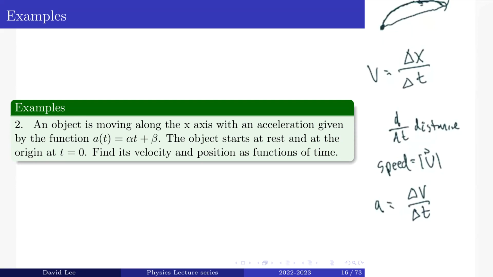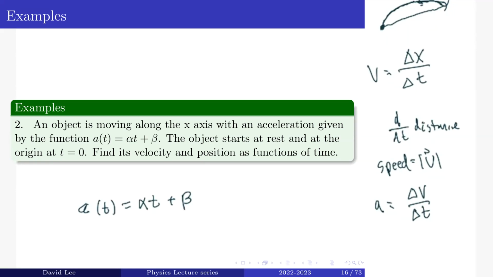Okay, let's start talking about this question. So we just have an object here, and we know its acceleration as a function of time. A of t we know is equal to alpha t plus beta. So the question just asks us to find the velocity and position.